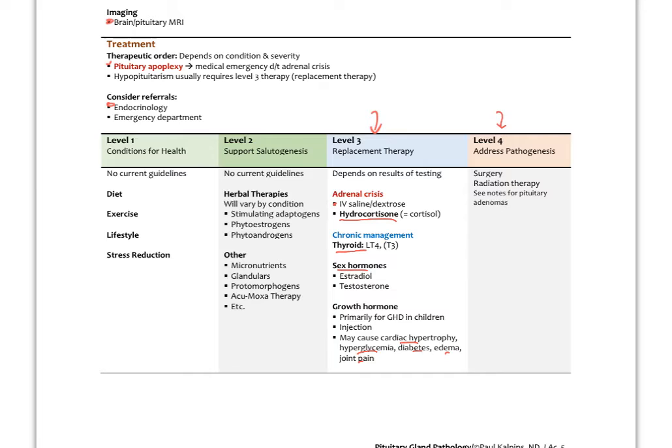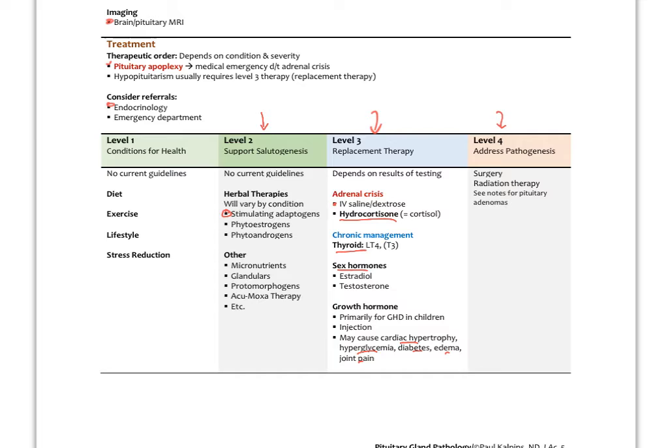We can also think level 2 would be supporting salutogenesis, and that's going to vary by the condition, but we might think of adaptogens. Stimulating adaptogens, again, are those that increase the HPA axis, maybe increase the cortisol awakening response, like Panax ginseng, rhodiola, schizandra, Codonopsis, licorice. Those would be some examples of stimulating adaptogens. That's in opposition to the sedative adaptogens like ashwagandha, bacopa, holy basil, magnolia.